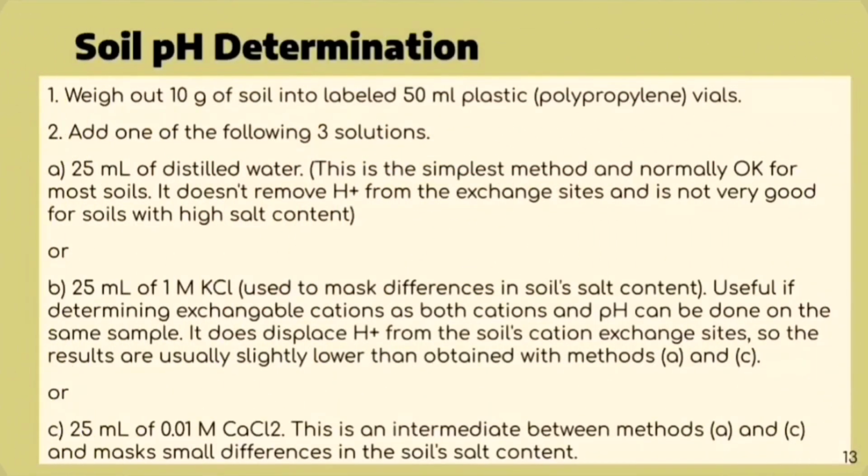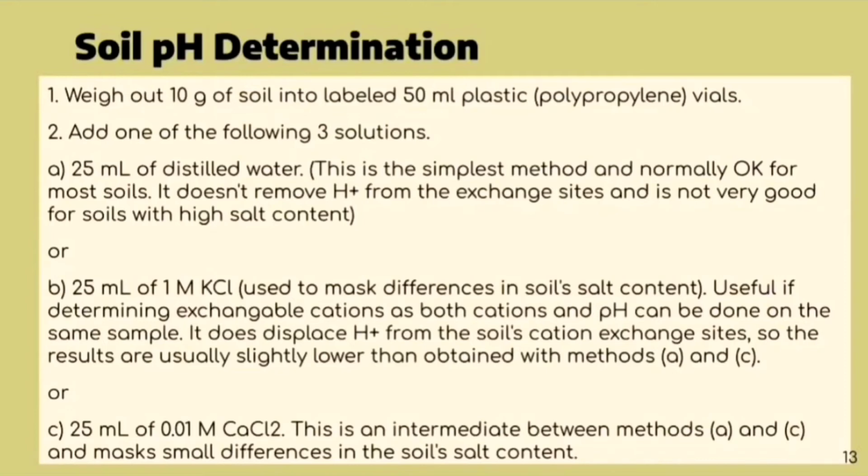pH determination. There are 3 main internationally accepted methods available for measuring soil pH. All of them rely on shaking or stirring soil with a solution for 1 to 2 hours and then determining the pH of the resultant soil slurry. First, you need to weigh out 10 grams of soil into labeled 50 ml plastic vials. Second, add one of the following 3 solutions.